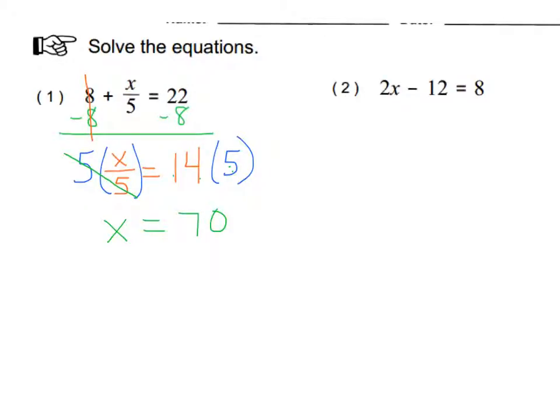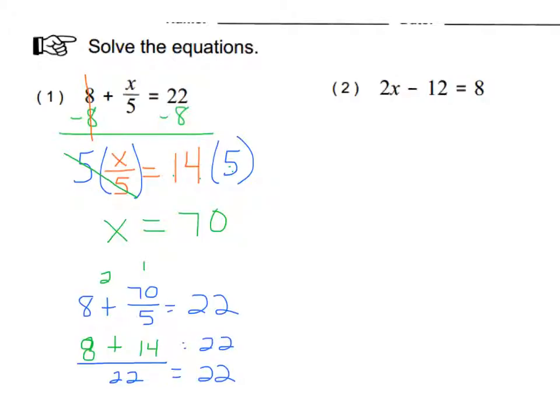So let's check our equation and see if this works. If we take 8 plus 70 divided by 5 equals 22. Is this a true statement? Now with order of operations, we're going to do division before we do addition. So 70 divided by 5 is 14. Then our second step would be to add 8 and 14, which is 22. So 22 is equal to 22. So the answer for this problem is x is equal to 70.